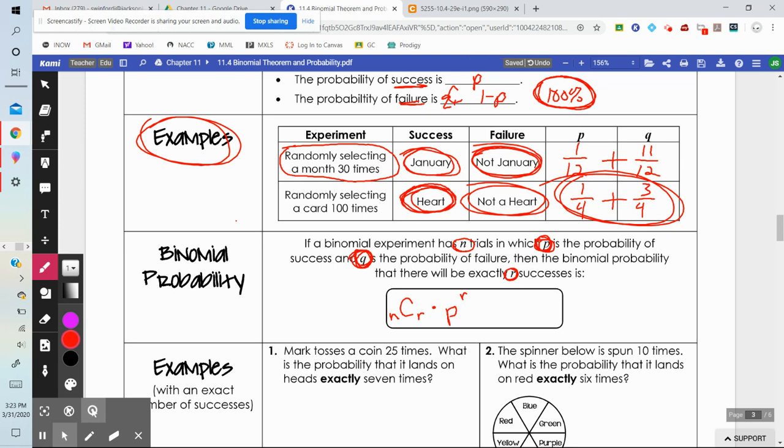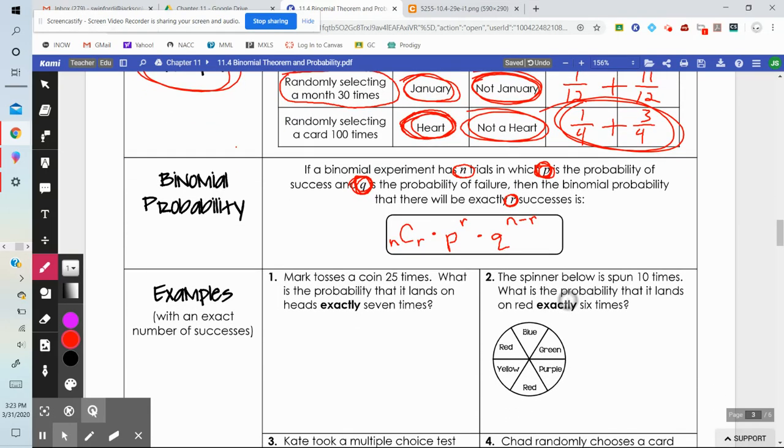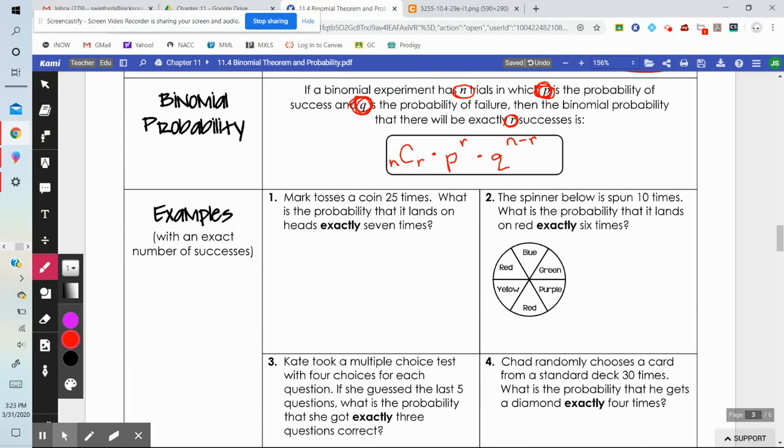So we're going to have success 3 times, 4 times, however many times, times Q, which is the probability of failure, raised to the n minus r. And this formula here is the exact same thing we did on that last problem, so don't let that mix you up. Okay, so let's try to use this formula on this next problem.